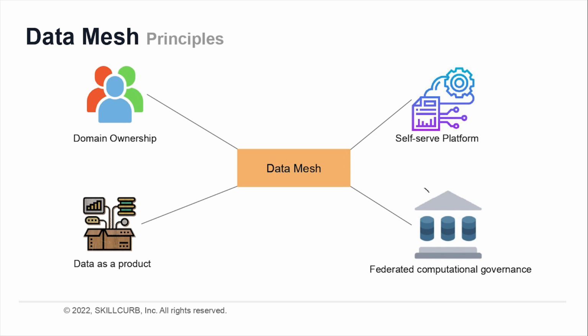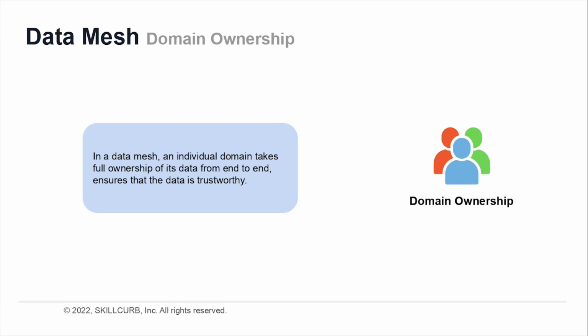Let's look into each of these with a bit more detail. In a data mesh, an individual domain takes full ownership of its data from end to end. It ensures that the data is trustworthy or is of high quality, and has a domain-specific context and is consumable by other domains within the organization.